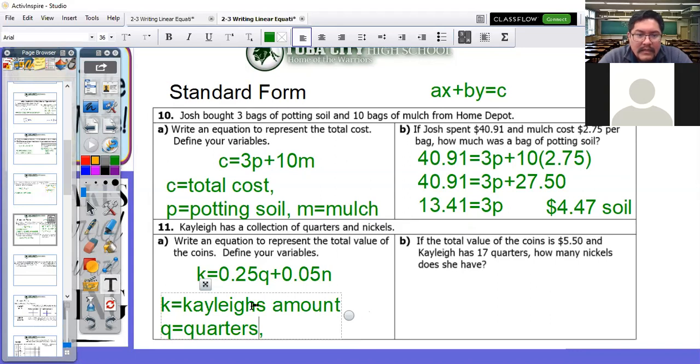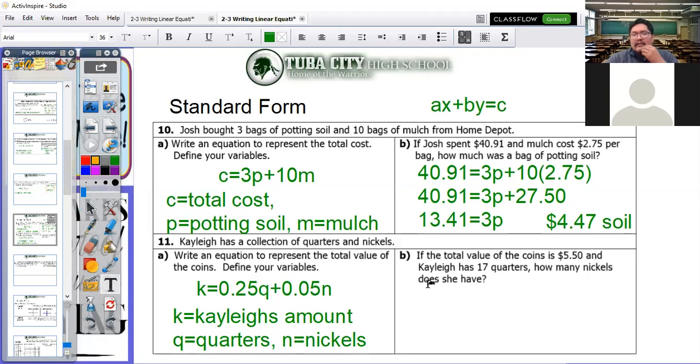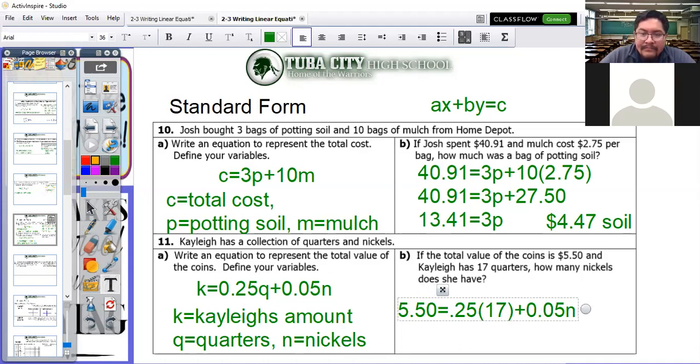Weird. And N is nickels. There we go. Now let's see, the total value of the coins is $5.50. And again, we said that K was Kaylee's amount, so $5.50. And that would have to go by how many quarters she has, which in this case is 17 quarters. And the question is, how many nickels does she have? That's what we don't know. So that's going to be the part that stays in there for N.